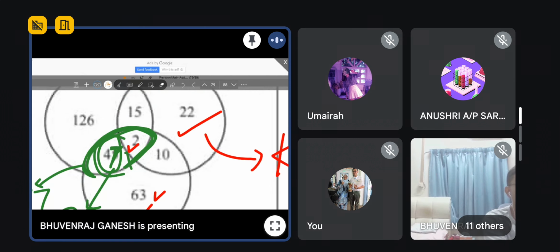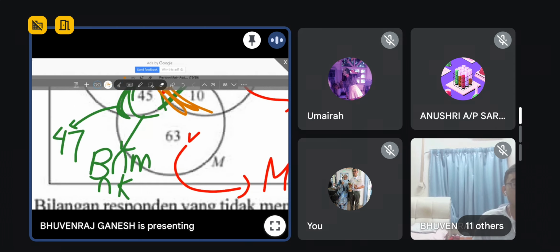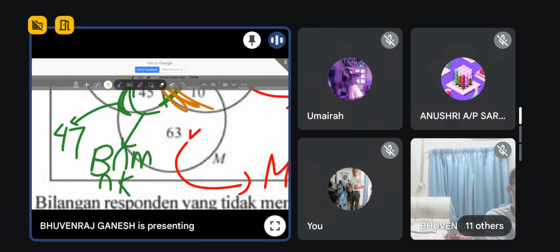But if you see 45, right? Nombor ni. Adakah dia termasuk bulatan K? No. You see, it's outside of the border. So it means that your set sign is B intersect M intersect K prime. Maksudnya kita tak termasuk K. Do you all understand? Alright.